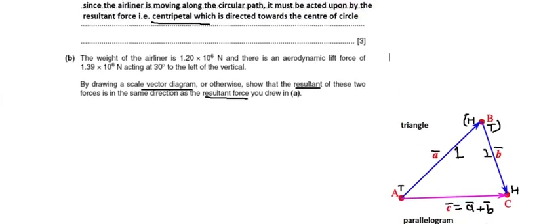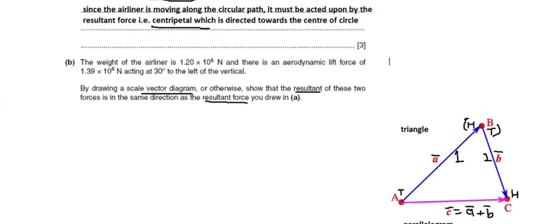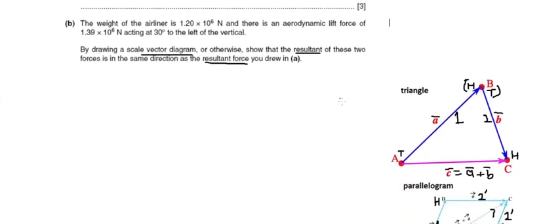So here what I will do, I need to first understand what should be the magnitude of those two vectors. Here the two vectors are there. The first vector is nothing but the weight of the airliner, and the second vector is nothing but the aerodynamic lift force. The forces are nothing but vectors. So the first force is weight, which is acting on the airliner, and the second force is aerodynamic lift force, which is acting on the airliner.